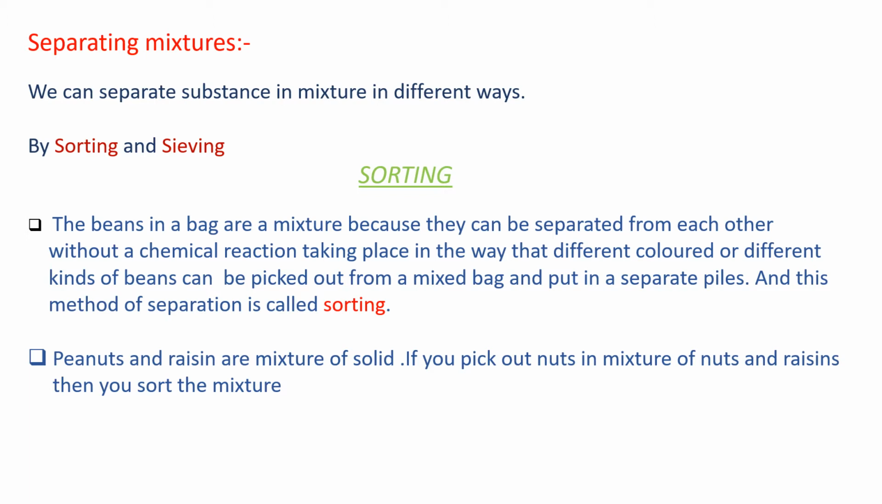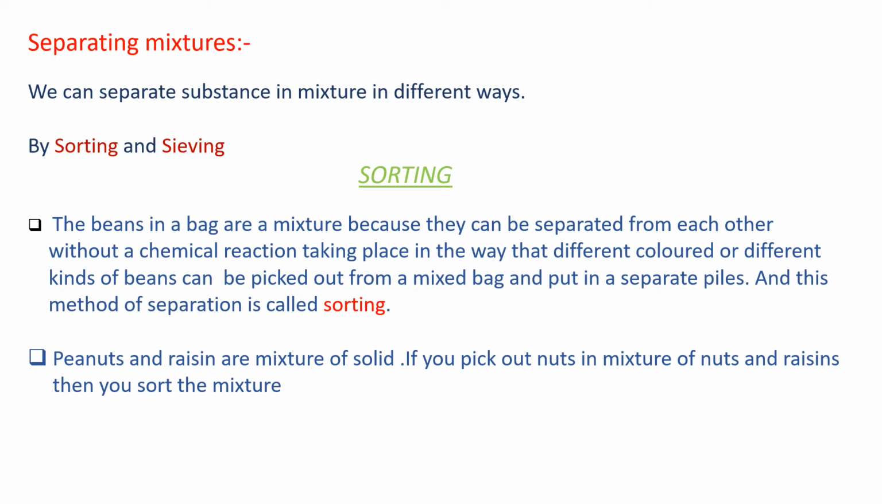The beans in a bag are also a mixture, because they can be separated from each other. There is no chemical reaction taking place. There are different colors and different kinds of beans inside the bag. So they can be easily picked out from the mixed bag and put in separate piles because of the different colors. This method of separation is called sorting.